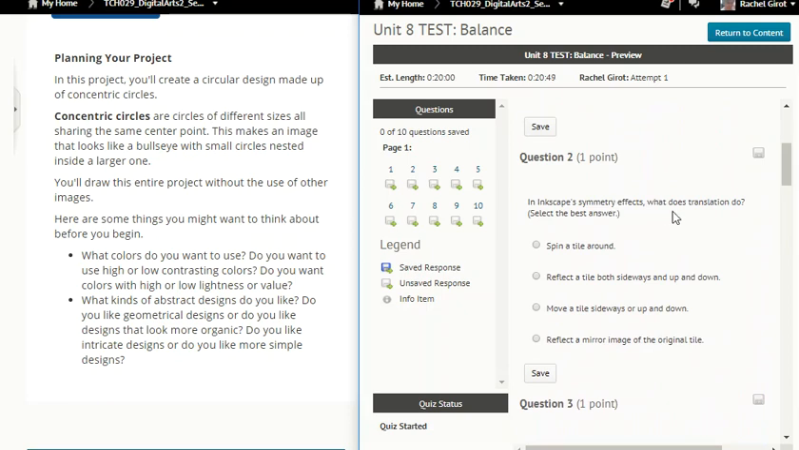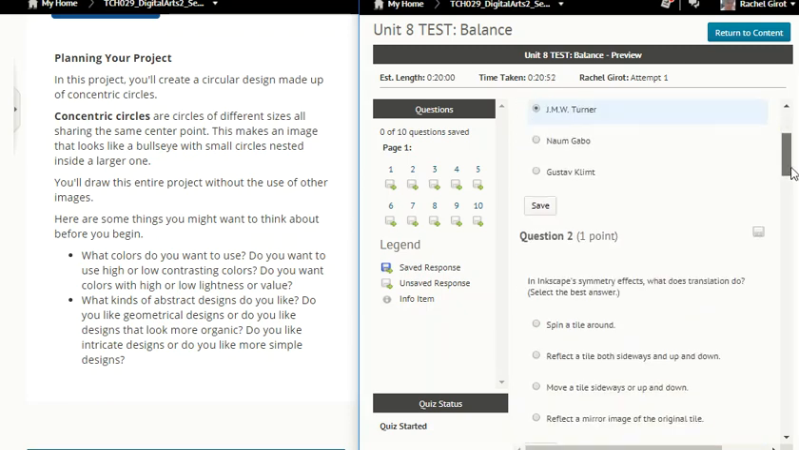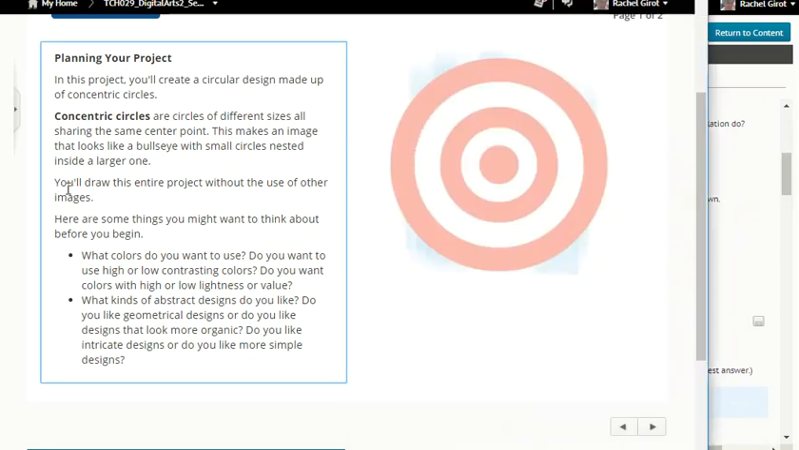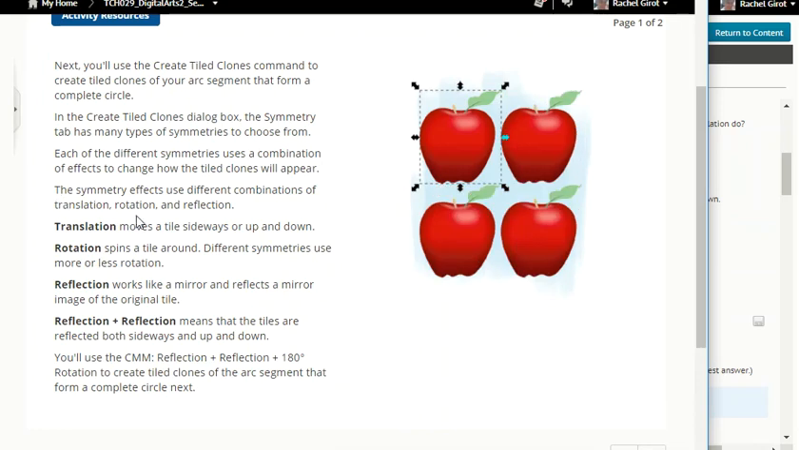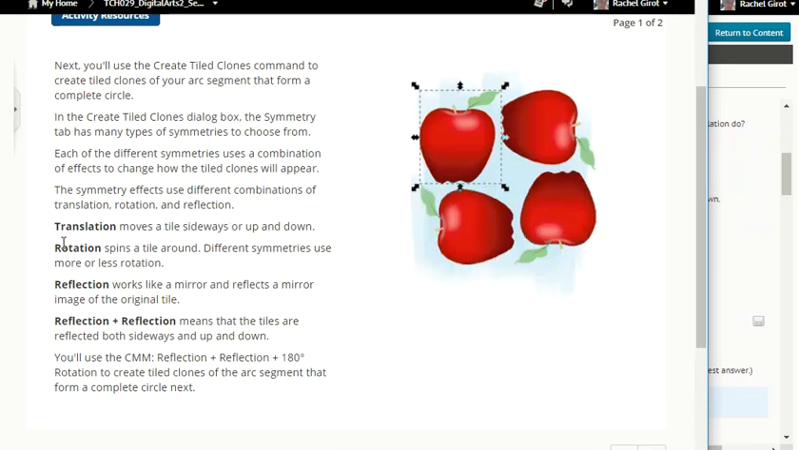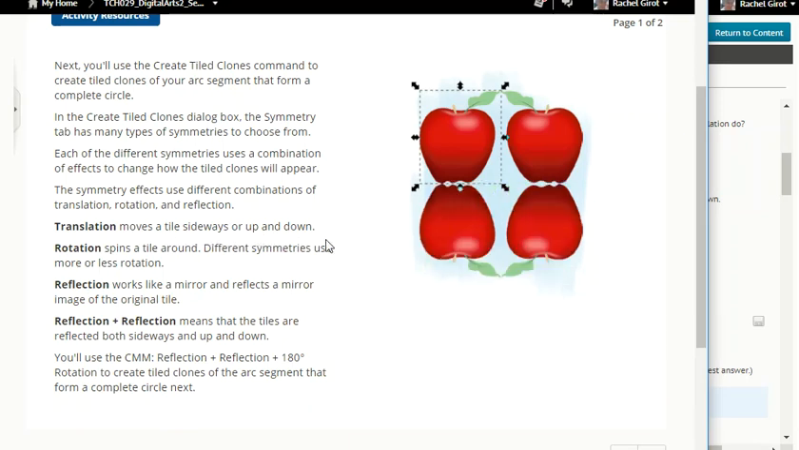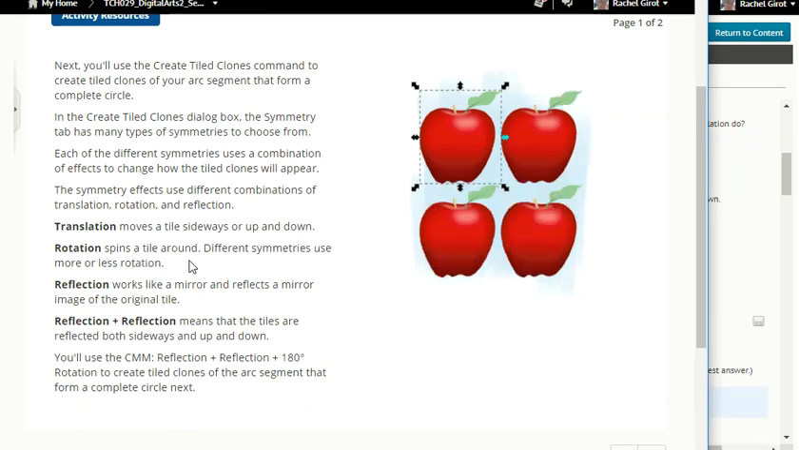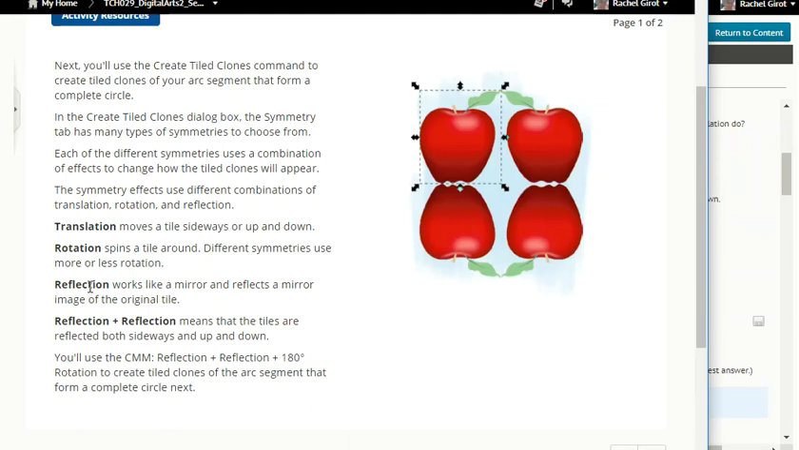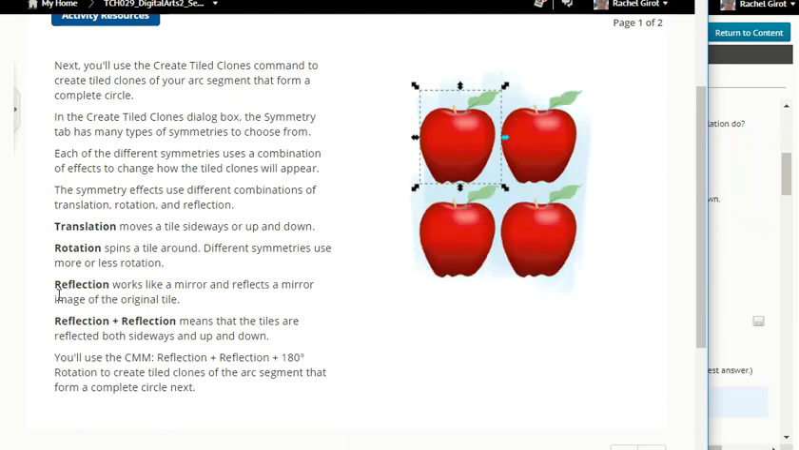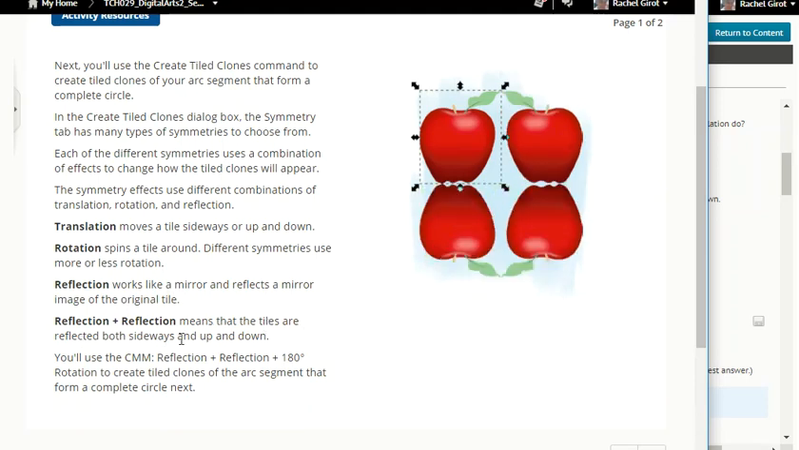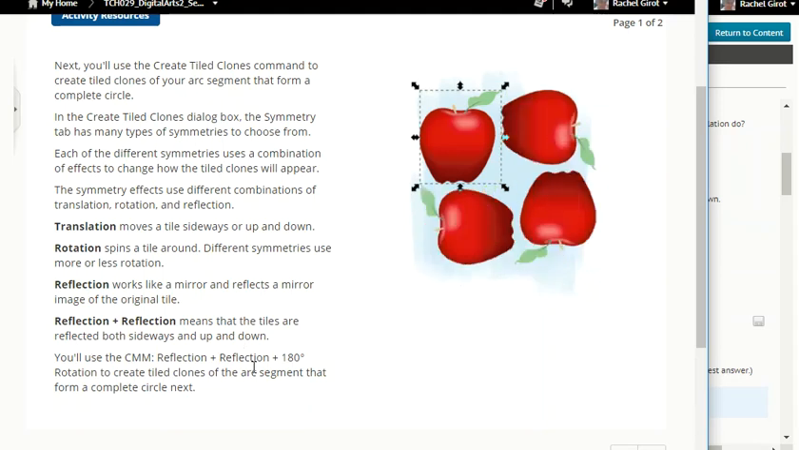Which one is it? In Inkscape symmetry effects, what does translation do? Ooh, that's our last question. We'll find it. Okay, so this makes an image that looks like a bullseye with small circles nested inside a larger one. Symmetry effects use different combinations of translation, rotation, and reflection. Translation moves a tile sideways or up and down. Rotation spins a tile around. Different symmetries use more or less rotation. Reflection works like a mirror and reflects a mirror image of the original tile. Reflection plus reflection means that the tiles are reflected both sideways and up and down.